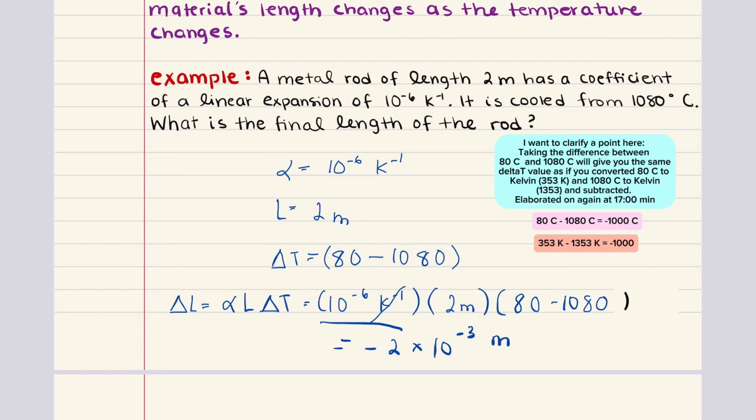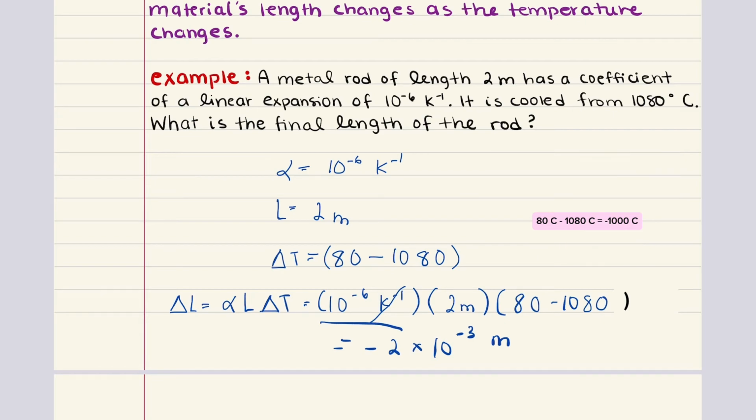Now, the negative sign here represents a decrease in length. The original length was 2 meters. Therefore, the final length is going to be 2 meters minus 2 times 10 to the negative 3 meters. And that gives us our final answer of 1.998 meters. The final length of the rod is 1.998 meters.